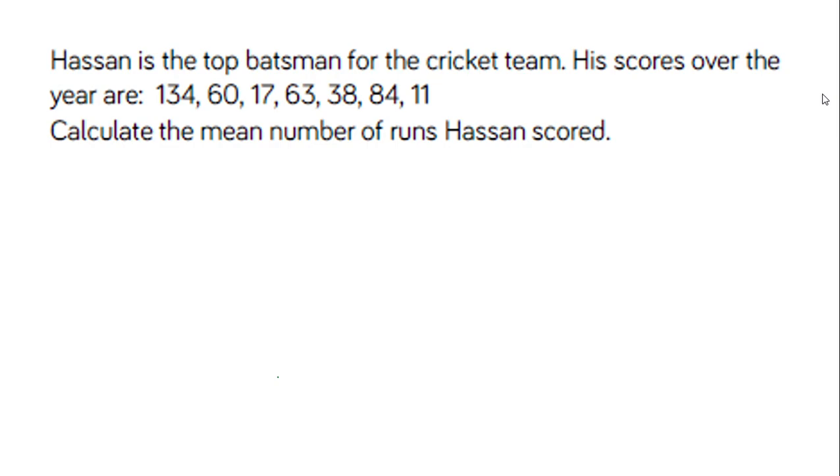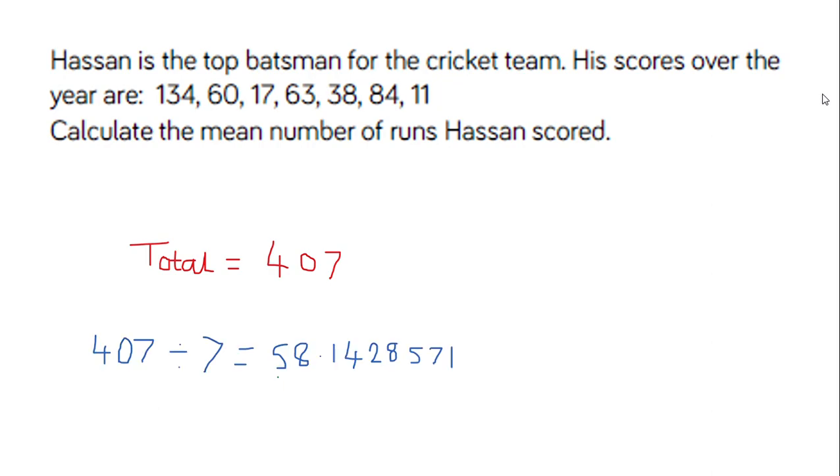Okay, so the first thing we have to do is find the total of our set of data. So how many runs did he score over the year in total? Well, adding them together, you see that he scored 407 total runs. Now we need to calculate the mean number of runs. So we're going to divide the total of the data by how many there were. And there were 7 runs there. So we divide 407 by 7.